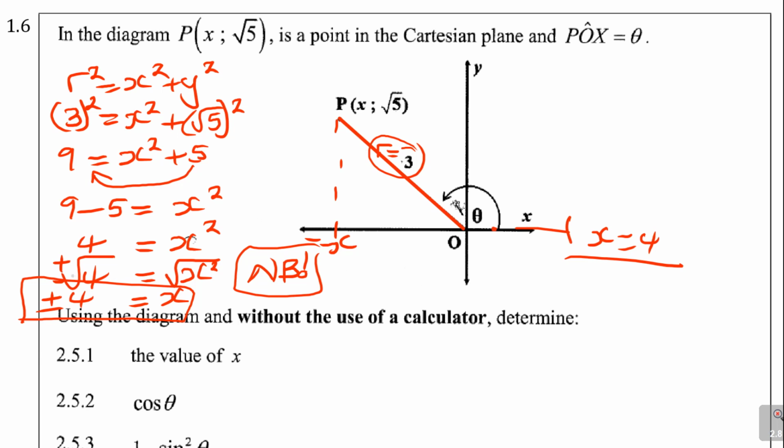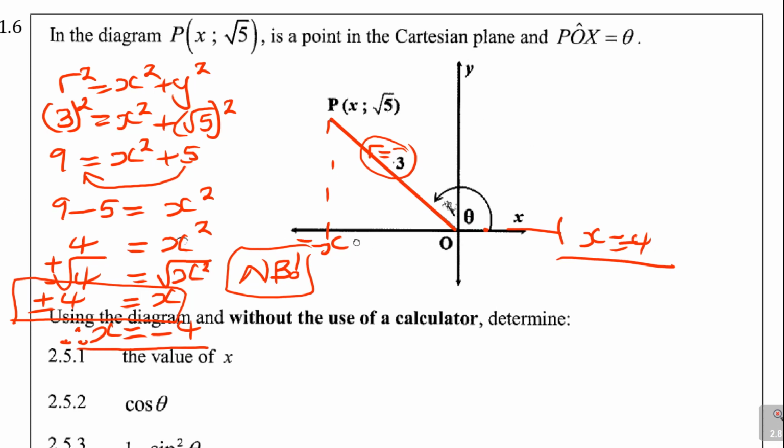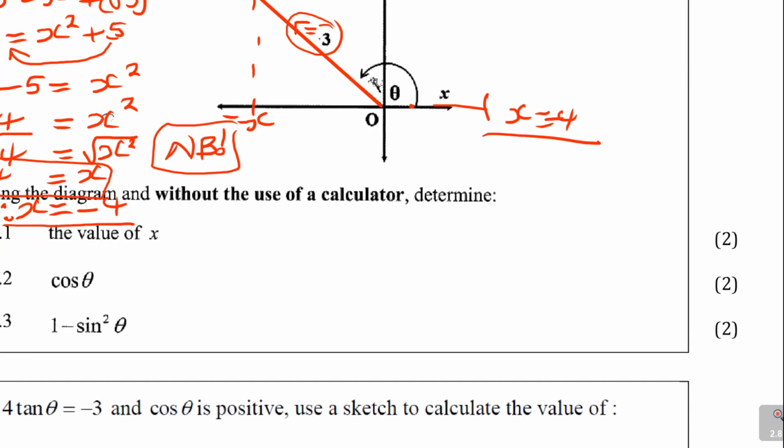That's why here you say, after you do this, you conclude X is equal to negative 4, not the positive one. So X is negative 4. Are you with me? That's why they said find the value of X, and they gave you 2 marks. X is what? Negative 4. Cos theta. Now cos theta is equal to adjacent, which is your X, over hypotenuse, which is your R. What is your X? We say it is negative 4. What was your R? Is 3.